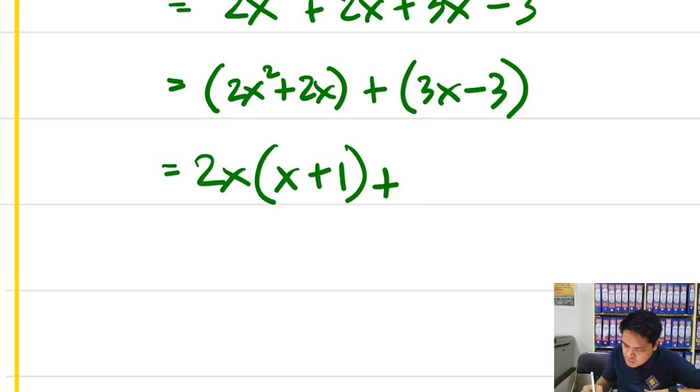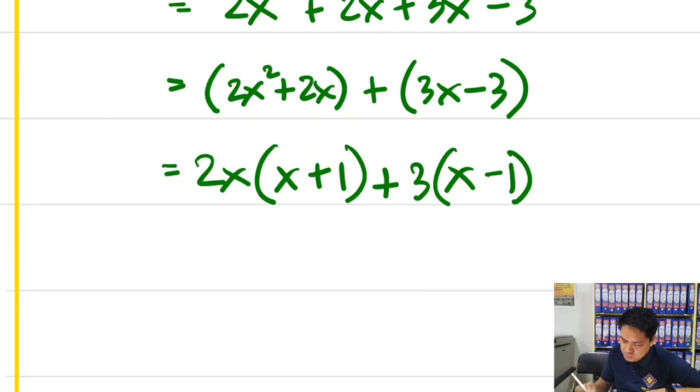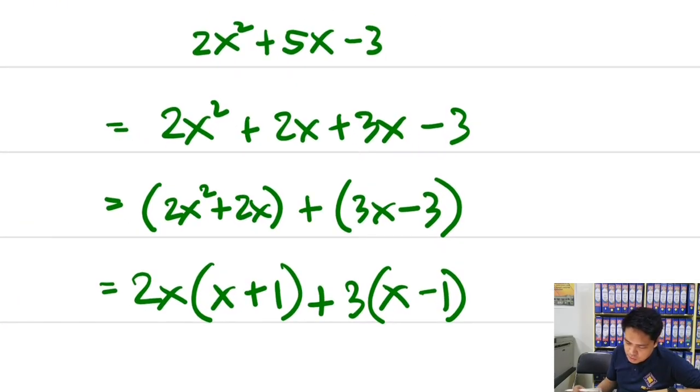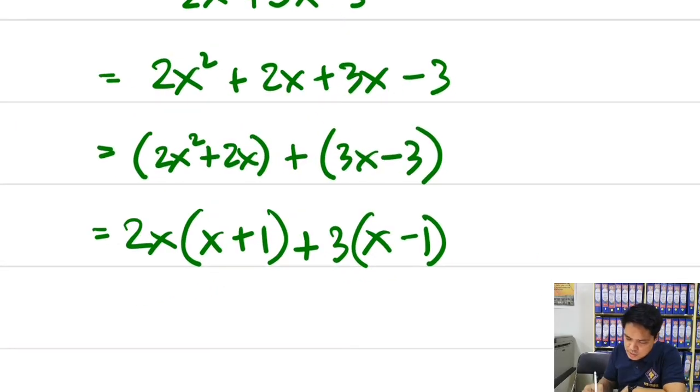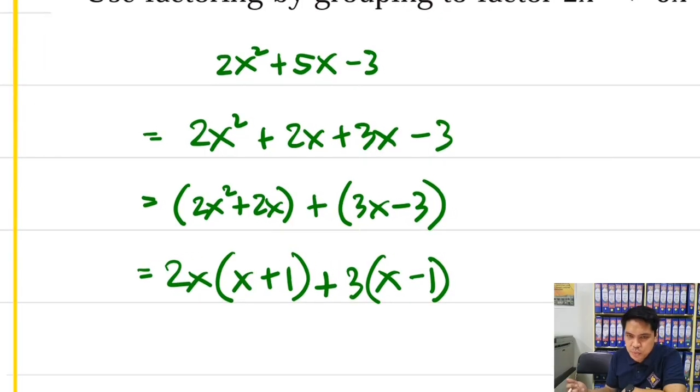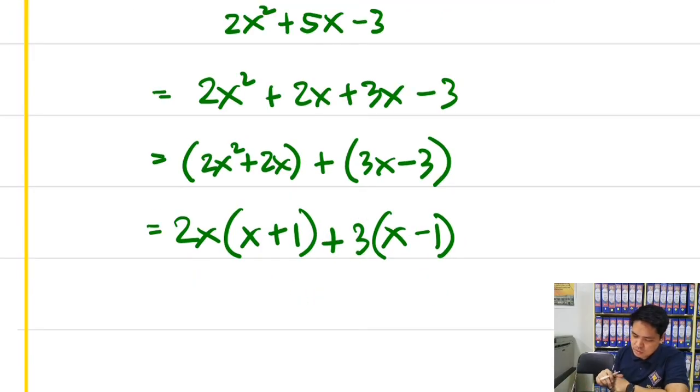Okay? Plus, here, the common factor is 3. Right? So, I could take out 3. If I take out 3 here, x is retained, and if I take out 3 here, negative 1 is retained. Okay, again, like I said, trial and error. So, we cannot proceed with this because there is no common factor anymore. They are not the same. So, it's not possible.